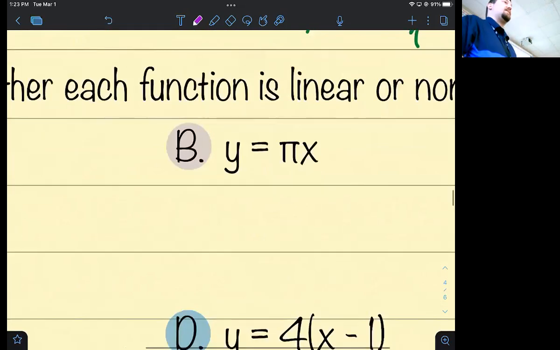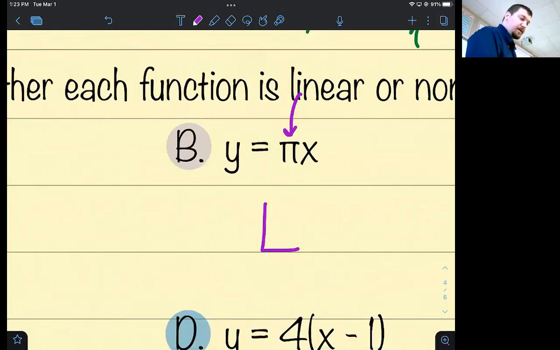Y equals pi x. Linear. It is linear. Yeah, pi is a number, just like any other number. And so it's the m value. So the slope is pi. The b value is 0. It just means it crosses at the origin, but this is still linear. Yeah, good job.